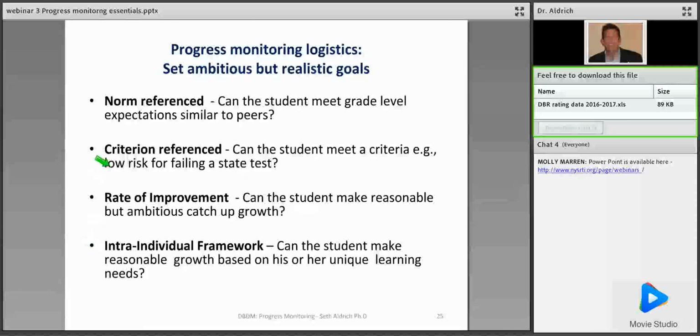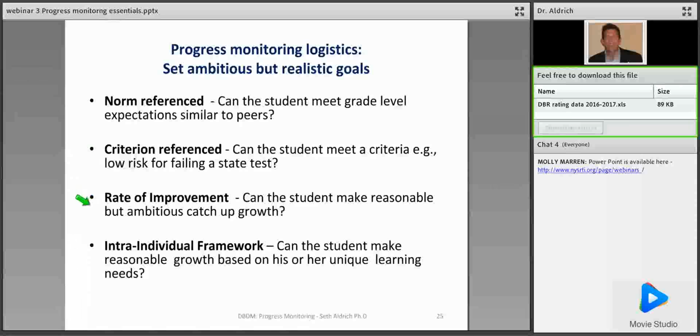We have criterion referenced goals, and that is we want the student to be able to have a performance at the end of the year that means they're low risk. And typically, as we've discussed in the previous webinars, that might be around the 45th percentile. Typically, these criterion are scores that would predict passing in other measures, such as a state test.